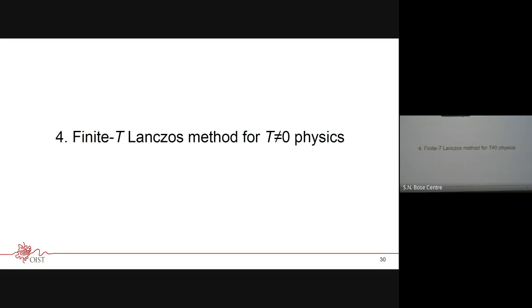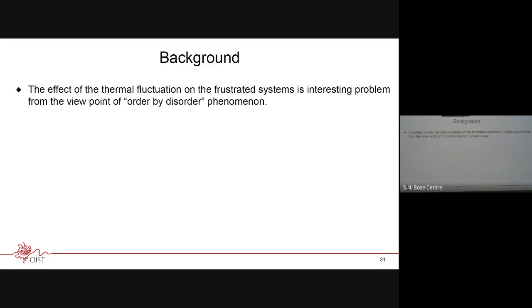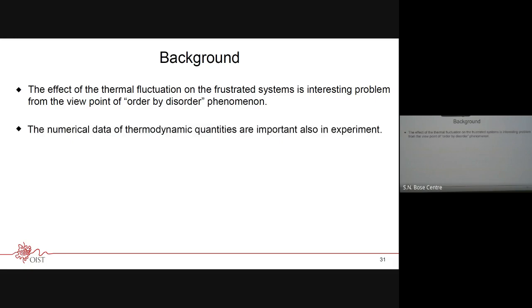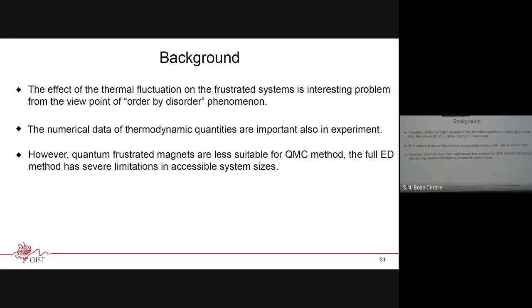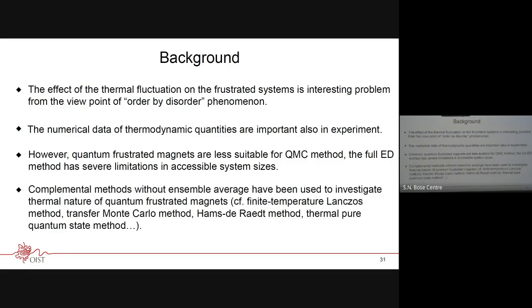Okay, next is about the finite temperature Lanczos method. I think the effect of thermal fluctuations on the physical system is very important from the viewpoint of the order parameters. And the numerical data of thermal quantities are also very important for experiments, because experiments are done at finite temperature in general. The compound magnets are much less suitable for the QMC method, and the full diagonalization methods unfortunately have severe limitations on accessible system sizes.